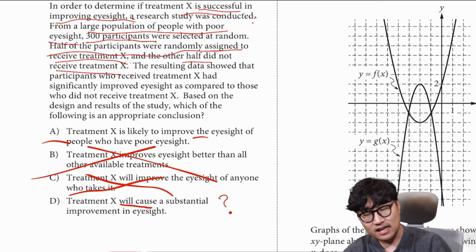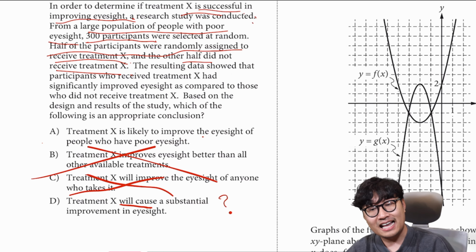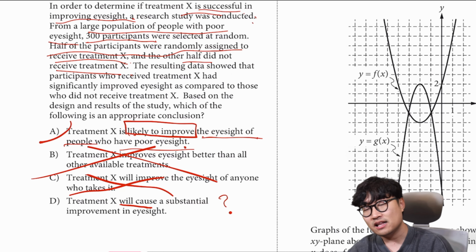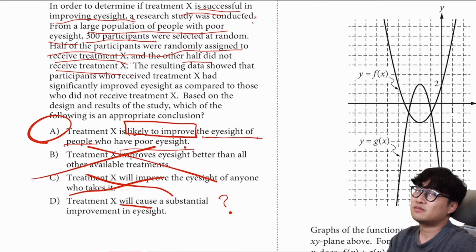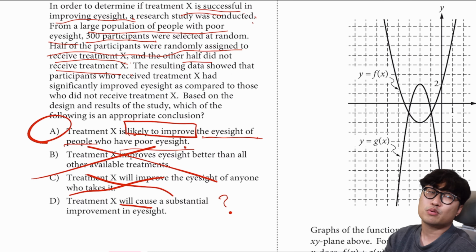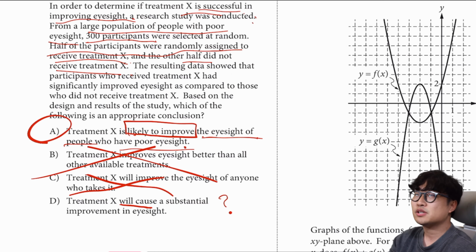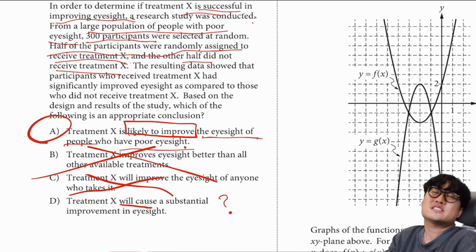But look at what A says. Treatment X is likely to improve the eyesight of people who have poor eyesight. Long story short, SAT does not like extreme wordings. If you want to make some conclusion, make it pretty reasonable, right? Don't say things like, oh, you take this medicine and you grow to 6 feet and you're gonna get 6 packs, 8 packs by tomorrow. Man, there ain't no such thing, right?